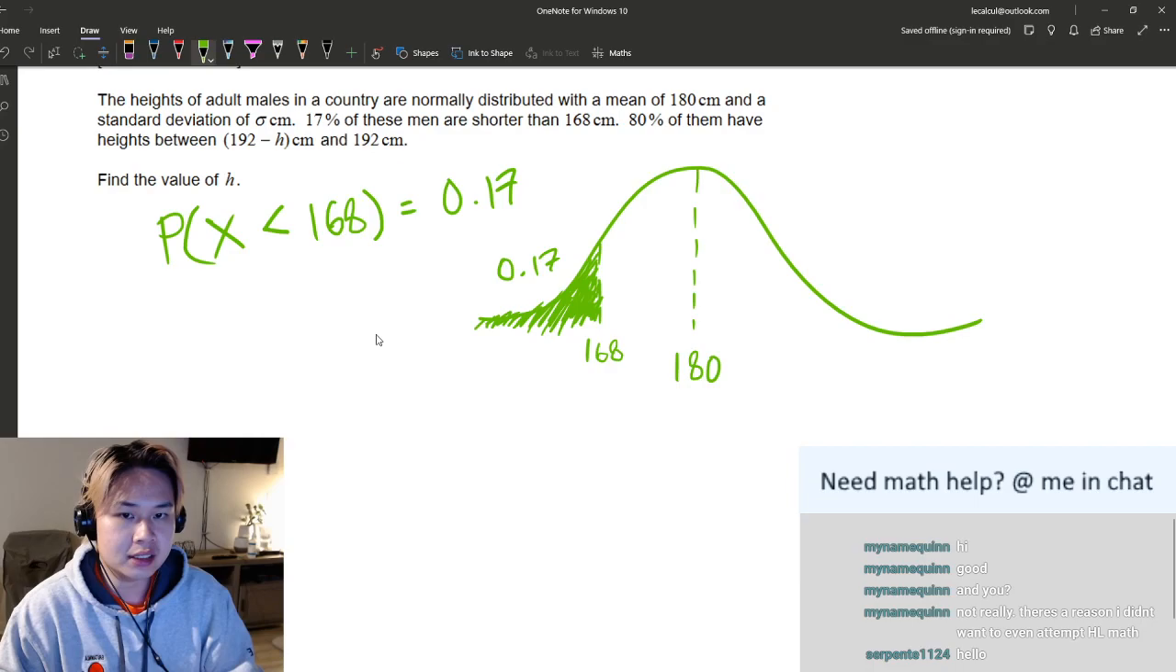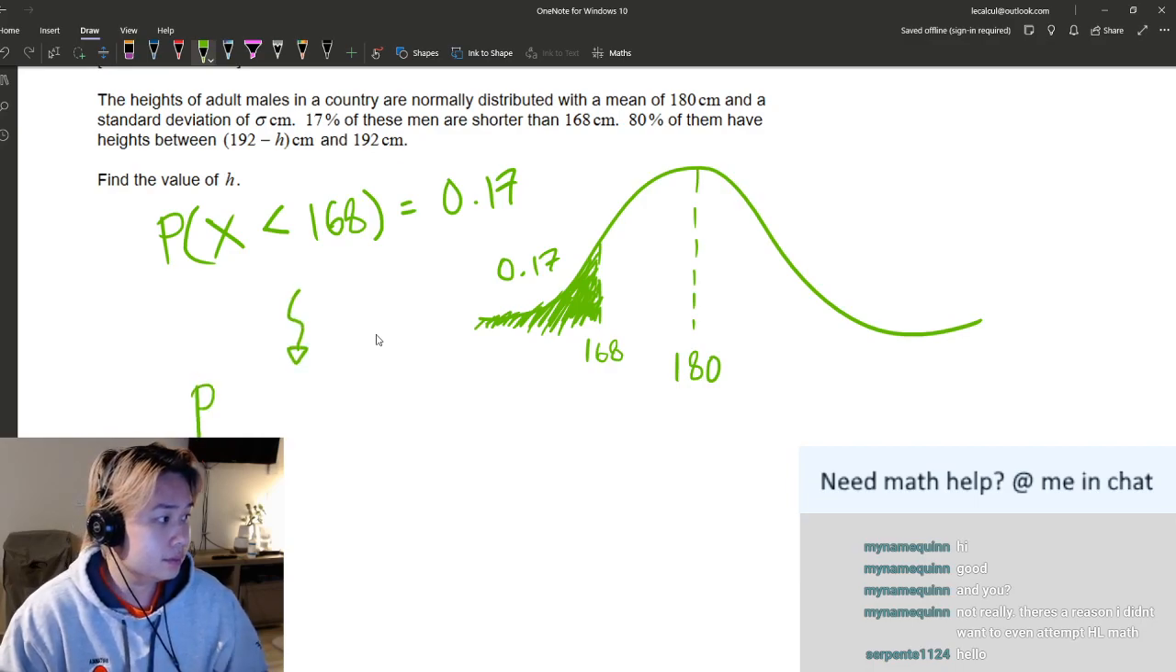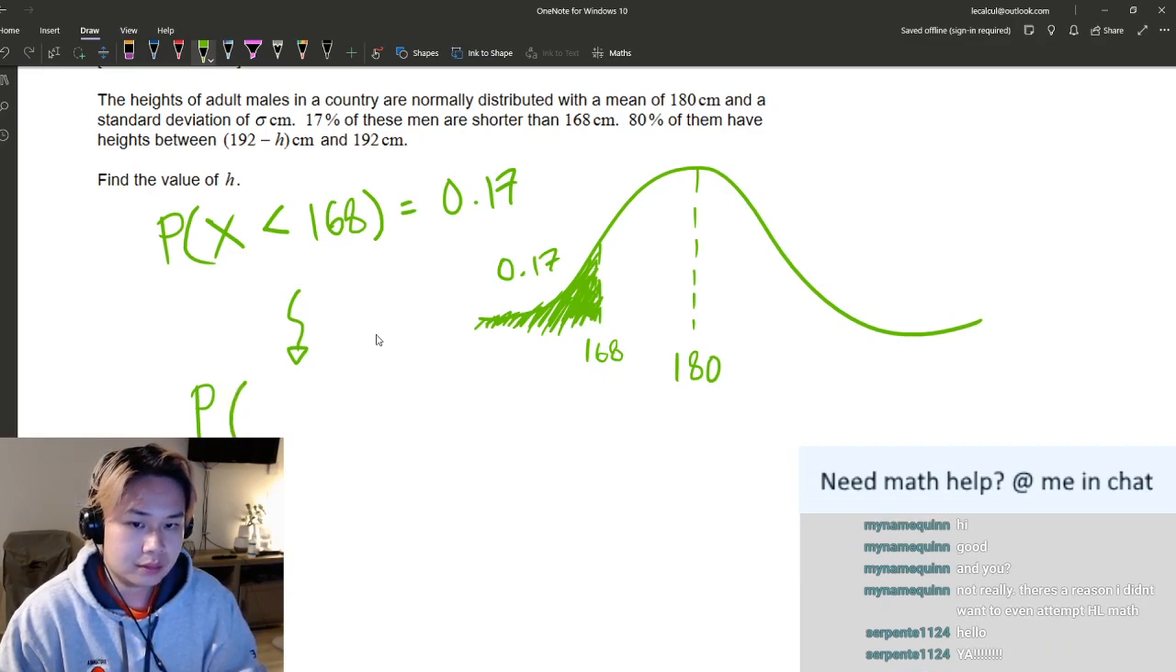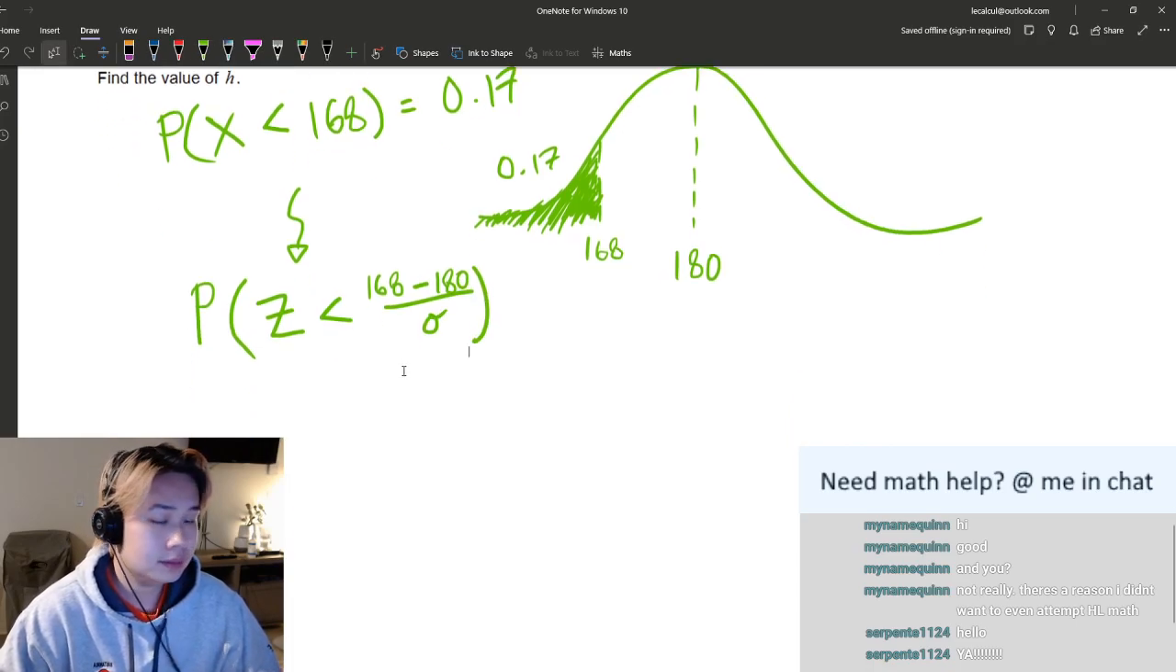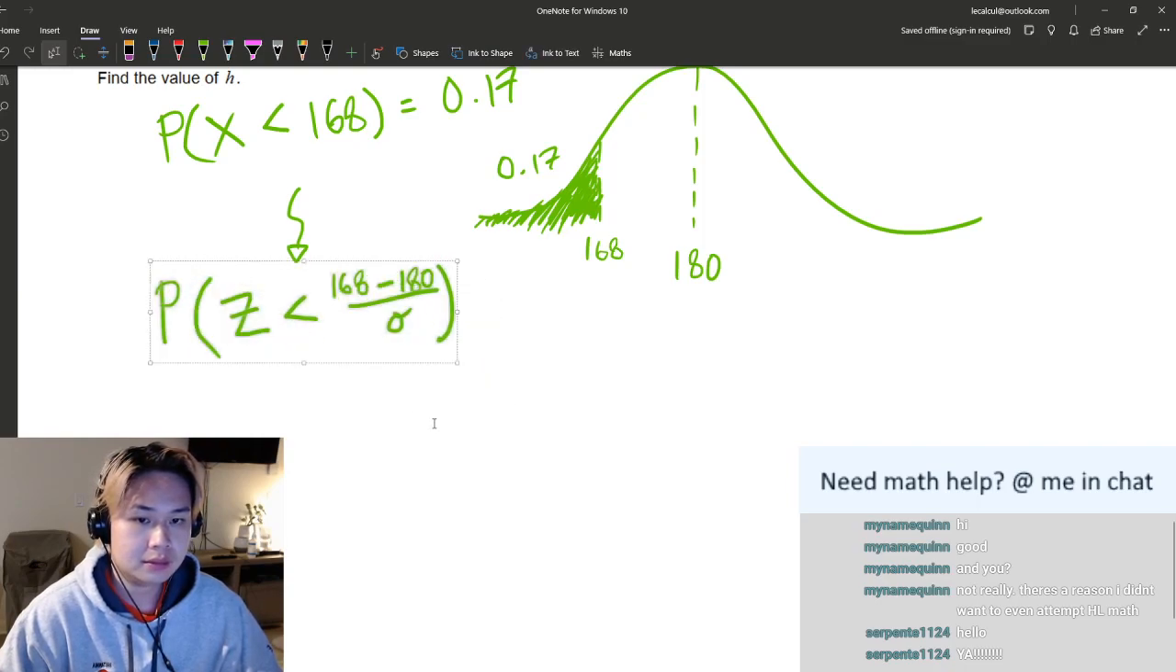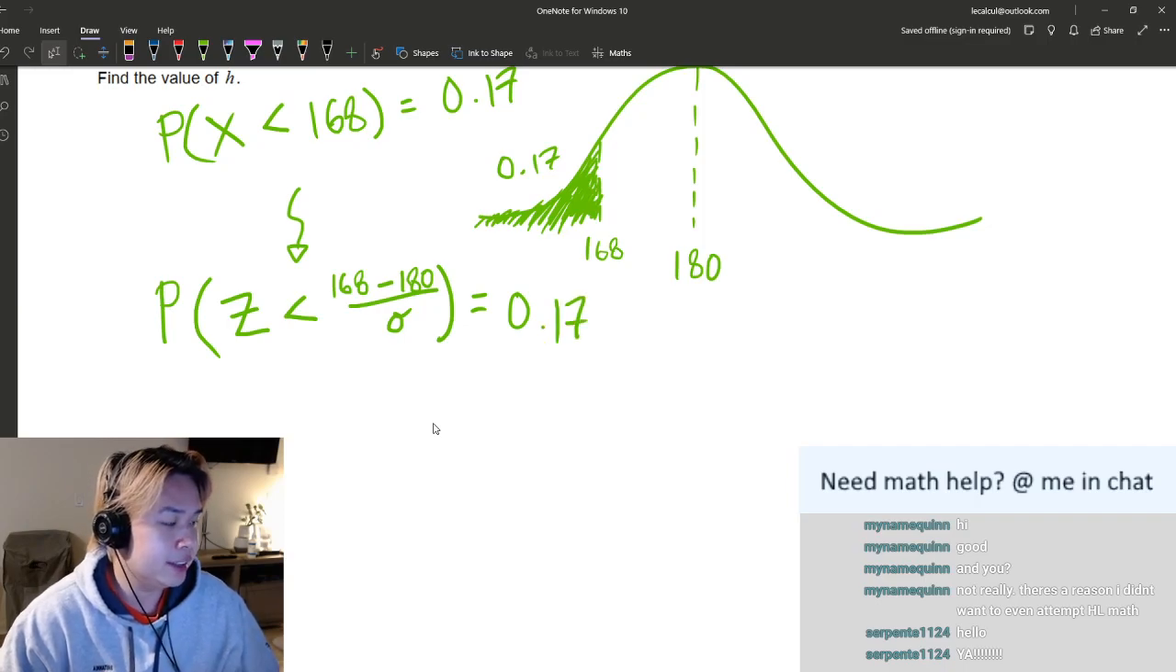So what we're gonna do is we're gonna standardize this. So Z, the Z score is going to be the original boundary minus the mean divided by the standard deviation. And this will have the same area of 0.17. Okay, from here, we can get the z-score by inverse normaling.